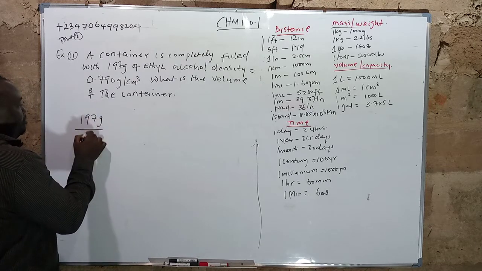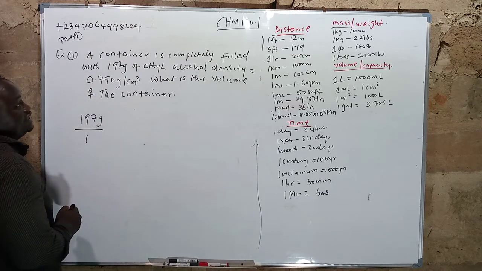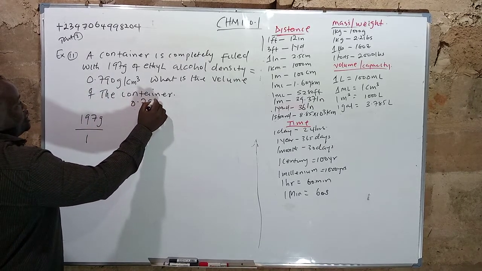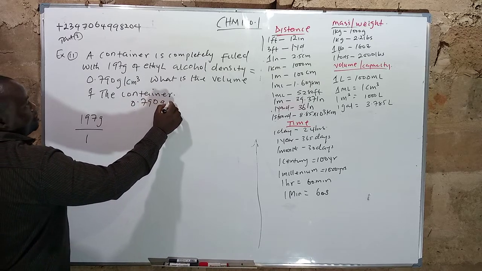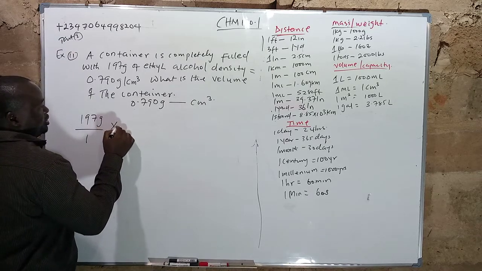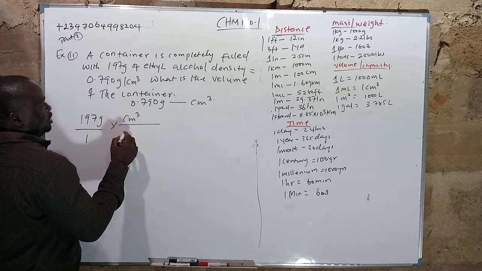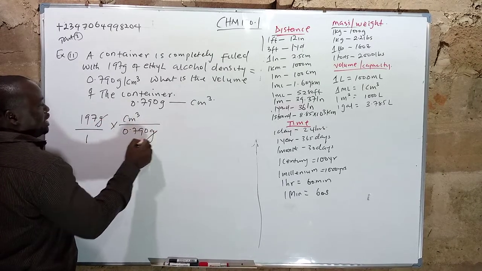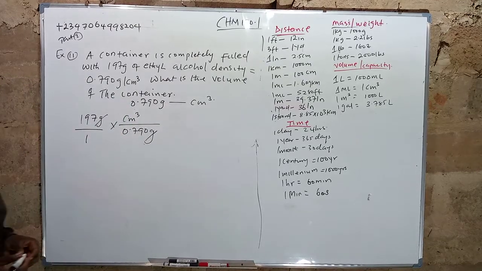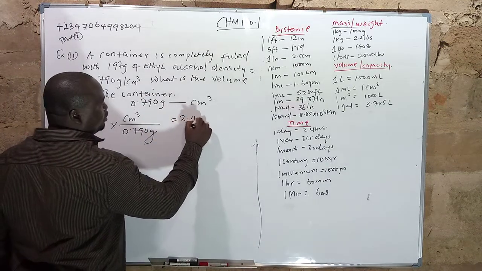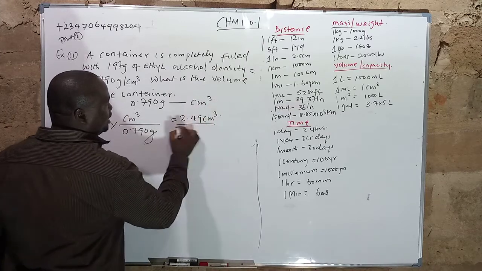197 grams divided by 1, and you have a conversion factor which is the density, and the density here is 0.790 grams to cm cube. So of course cm cube will be here, and then you have 0.790 grams. So this will cancel this. So you're left with cm cube, which is the volume of the container. So divide that immediately, and your answer is 2.49 cm cube. And that's the answer for this.